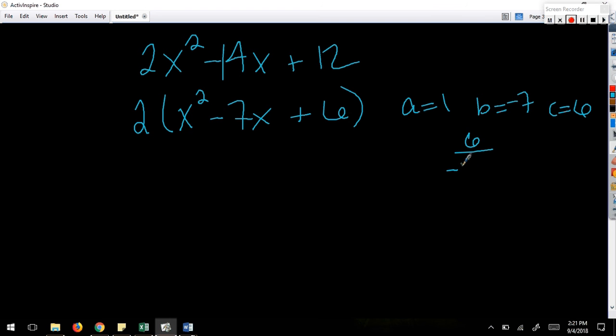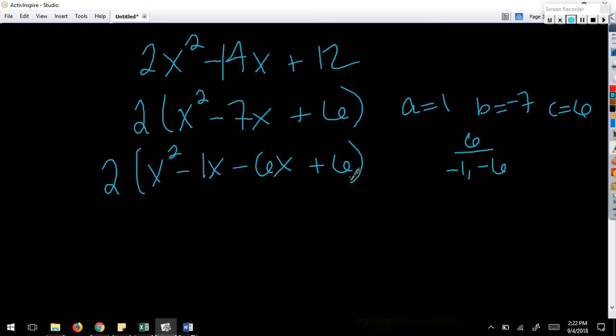Somebody said it. Negative 1, negative 6. Negative 1 times negative 6 is positive 6. Negative 1 plus negative 6 is negative 7. Does that make sense? I know y'all look at me like you've had enough. I'm almost done, I promise. Rewrite negative 7 as negative 1 and negative 6. It's still the same thing. I'm just writing it a different way. You do get it? Good.